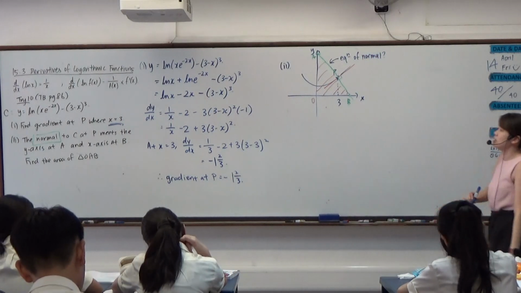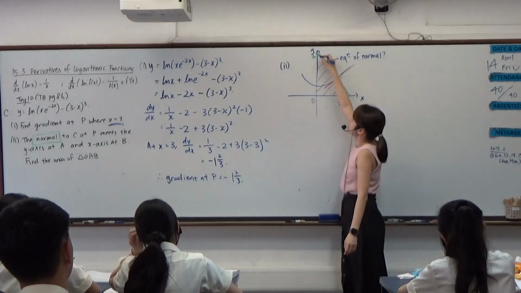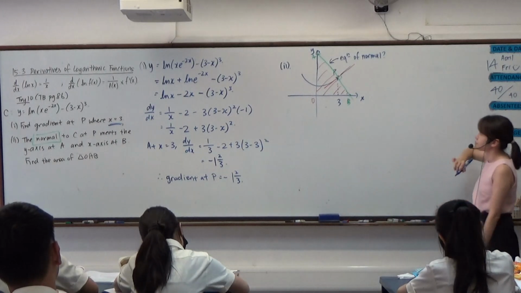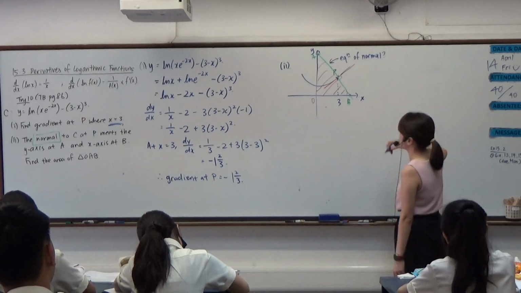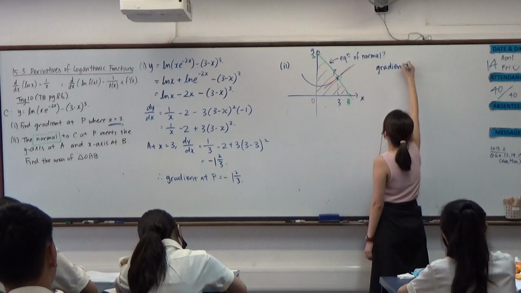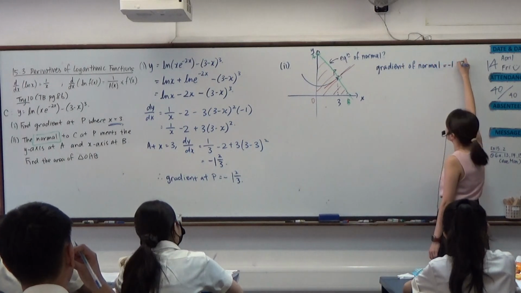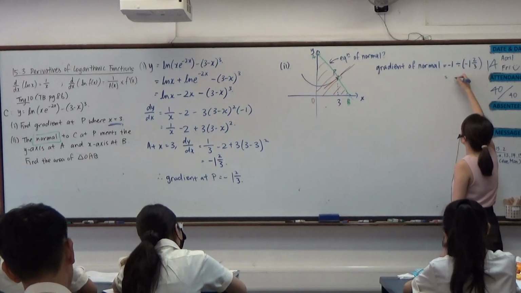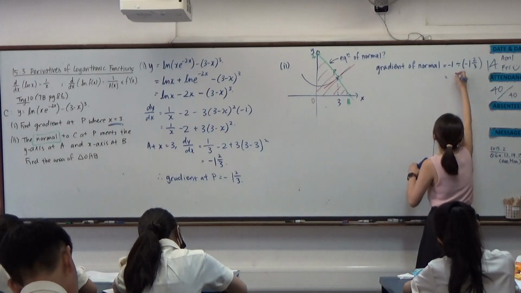Okay? If I know the equation of the normal, I will then be able to sub x equals 0 and y equals 0 to find out what A and B are. So to find the equation of the normal, I must have the gradient of the normal. So the gradient of the normal will be negative 1 divided by negative 1 and 2 over 3. That will give us 3 over 5.